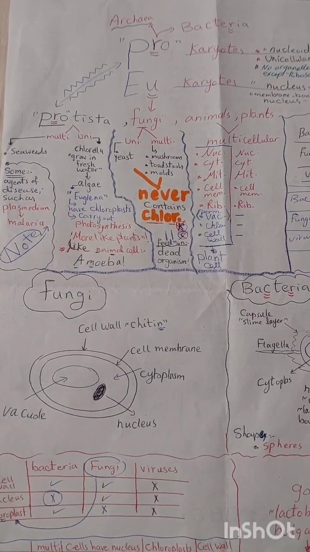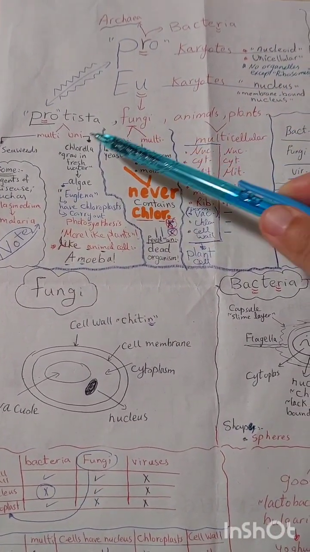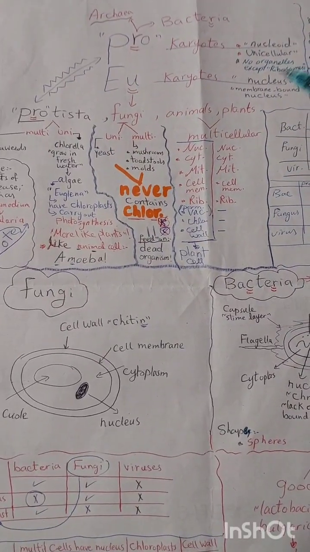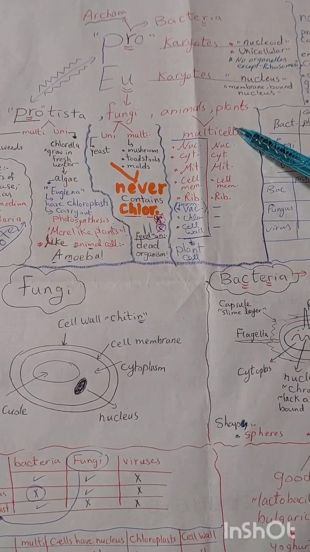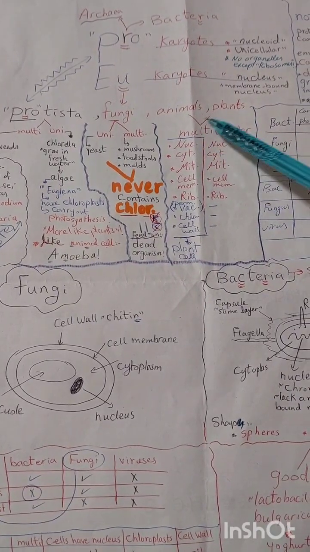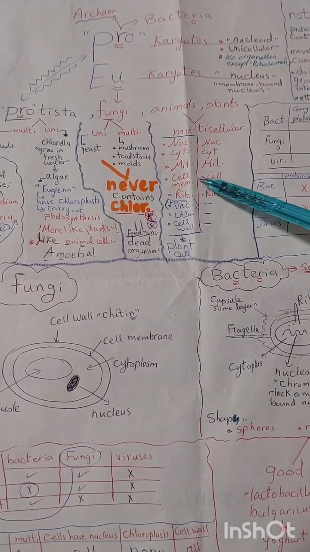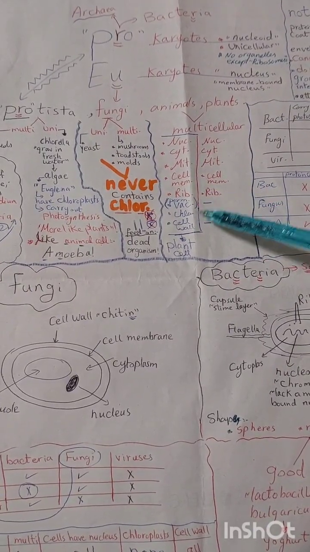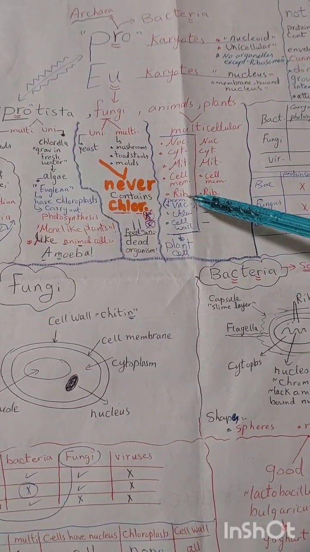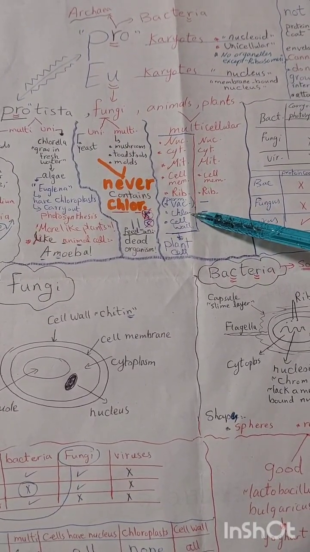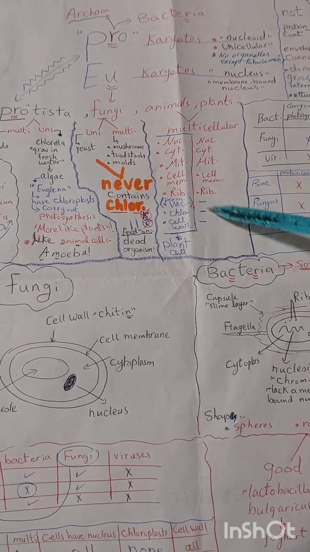Now you will know the differences between eukaryote cells, plant, animal, fungi, and protista. For animals and plants, they are multicellular, and both of them have nucleus, cytoplasm, mitochondria, cell membrane, ribosomes. But for plant cell, we will add three main things here: permanent vacuole, chloroplast, and cell wall. And I think you know them very well.